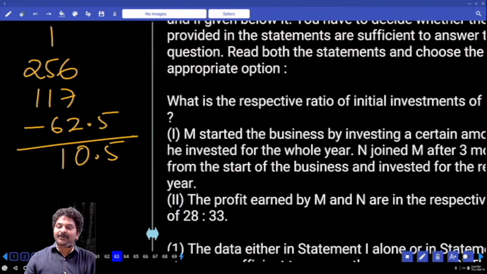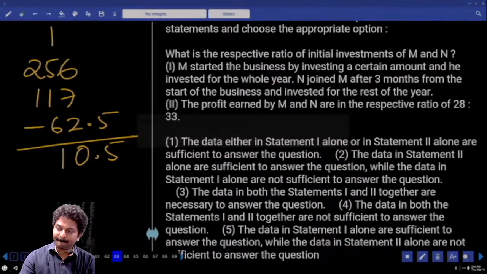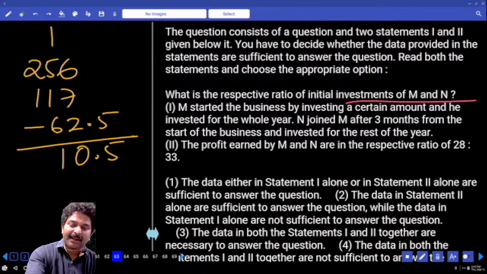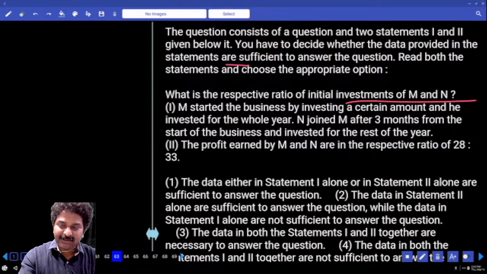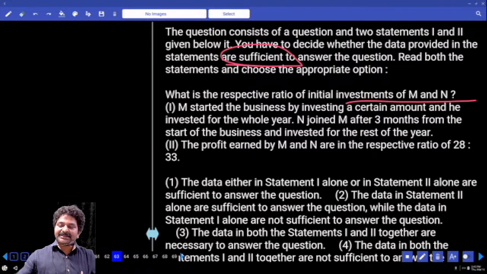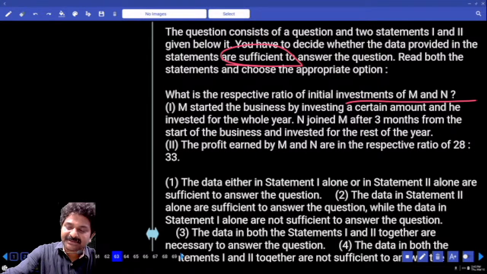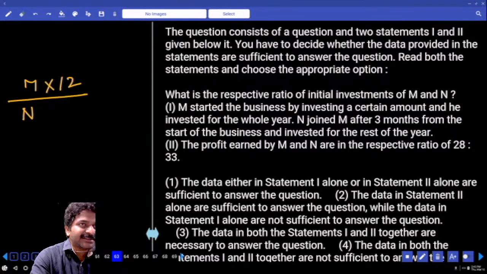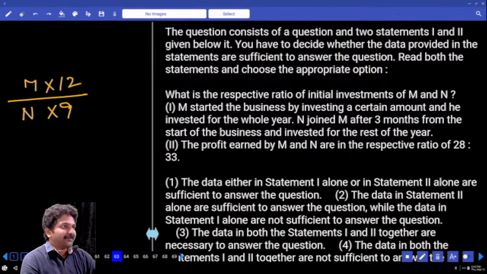63. What is the respective ratio of initial investment? What is the ratio of initial investments of M and N? Okay. Data sufficiency only? Right. M started a business by investing certain amount and he invested for the whole year. N joined M after 3 months from the start of the business and invested for the rest of the year. Okay. M started with M rupees, N started with N rupees. M is there for the whole year, which is 12 months. N started after 3 months, so he will be there for 9 months. This is the information in the first statement, correct?